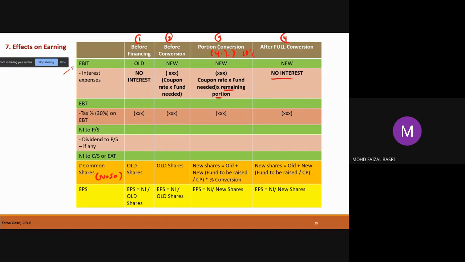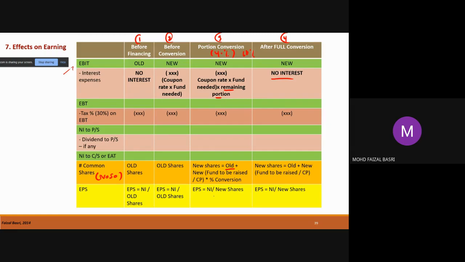Once under conversion. So for example, I letak tadi 40%. Let's say 40% have been converted into shareholders. So therefore, akan ada new shares needs to be issued. So how to find the number of new shares? Okay, it is based on old one, plus the new one. So to find the new one is based on amount to be raised. Okay, berapa amount yang akan di-issue. Divide by conversion price. And we multiply with the percentage of conversion.